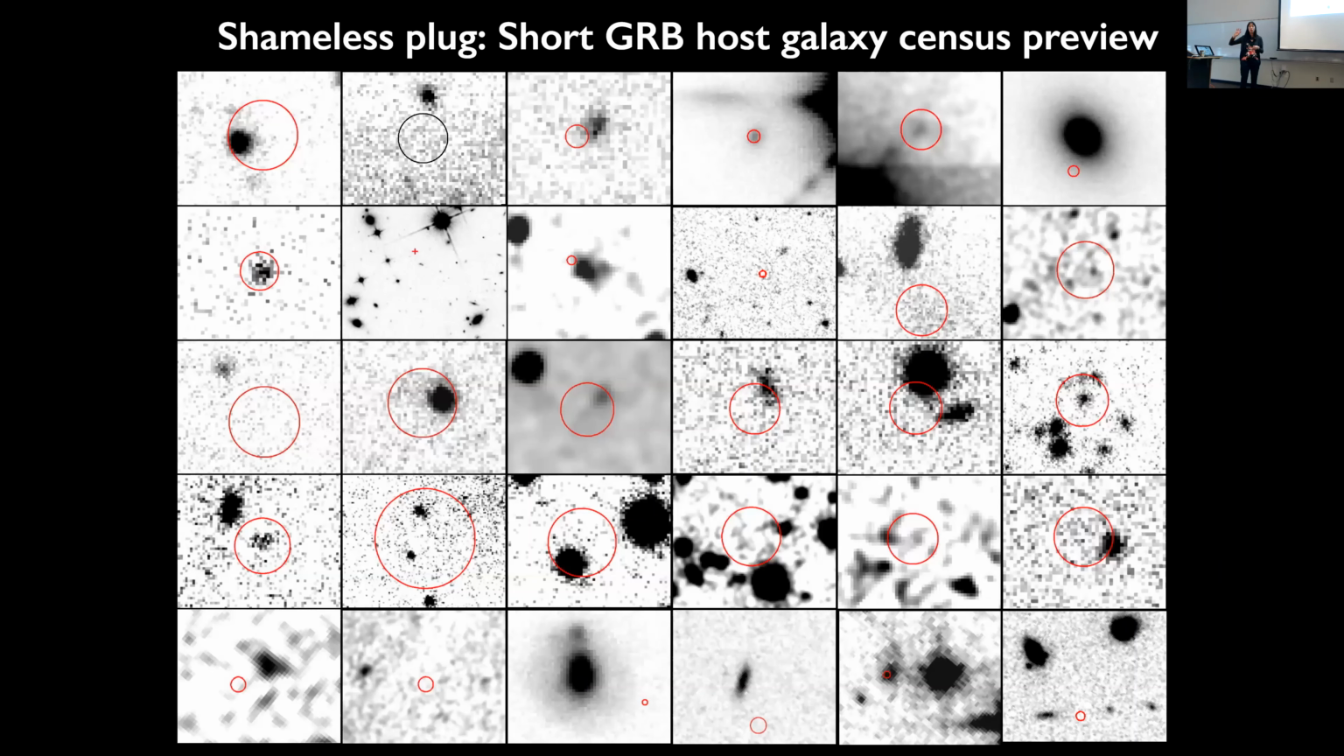And so we're now actually doing our due diligence and following up every single short gamma ray burst, trying to find redshifts for all of them. And we're finding actually a growing population of higher redshift short gamma ray bursts between redshifts 1 and 2. That will have implications for delay times. But this is just a placemat of all the short gamma ray burst locations that we've followed so far.